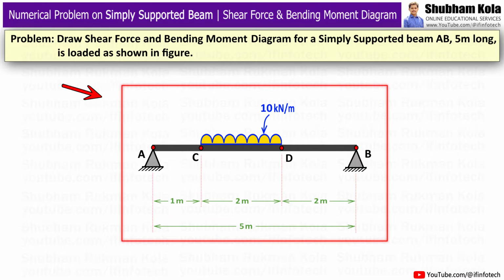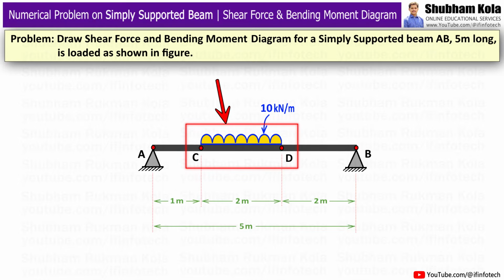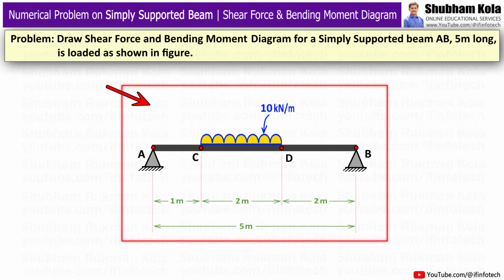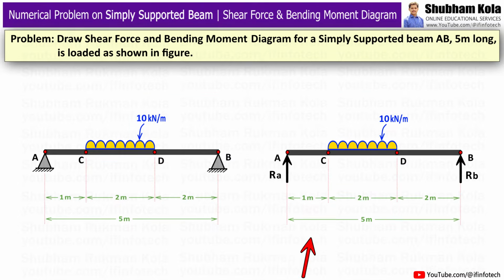So this is the simply supported beam AB of length 5 meter and carrying a uniformly distributed load of 10 kN per meter over length of 2 meter. So for this setup, we have to draw shear force diagram and bending moment diagram. So first of all, I will draw the free body diagram for this beam section.